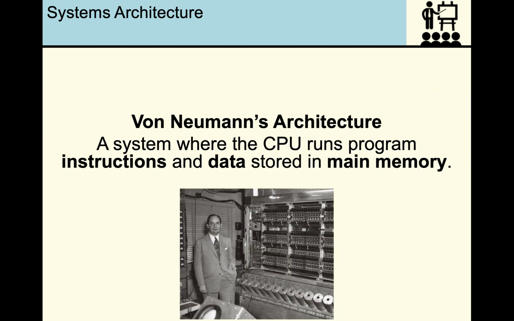Now, we use computers that are based on von Neumann's architecture, and that's a system where the CPU runs programs, instructions, and data stored in main memory. So both the program instructions and the data are stored in the same place. And that's a picture of von Neumann, and that's one of the original computers that he created using this architecture. And that technology is still used today, but it's much, much, much smaller.